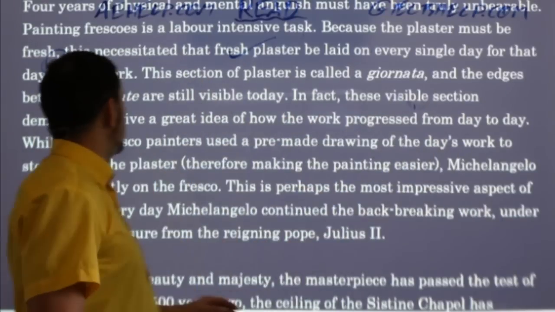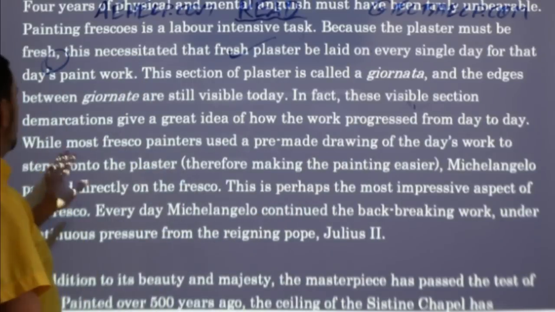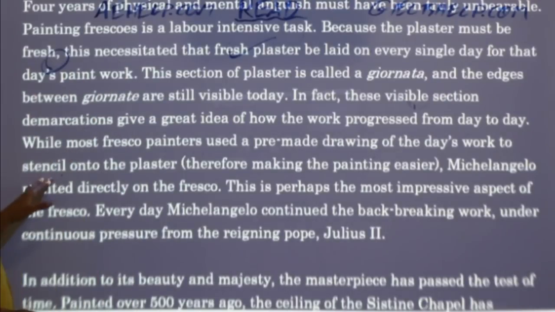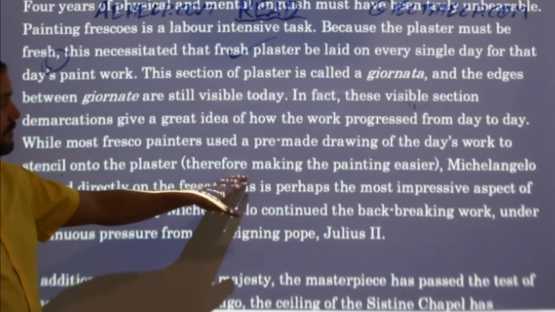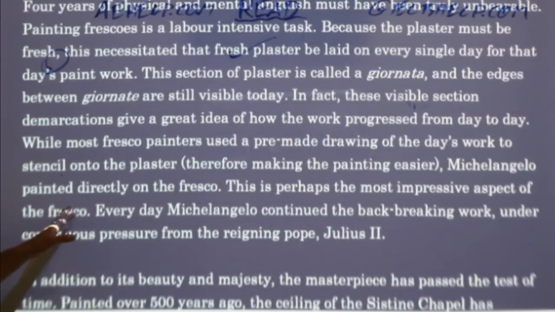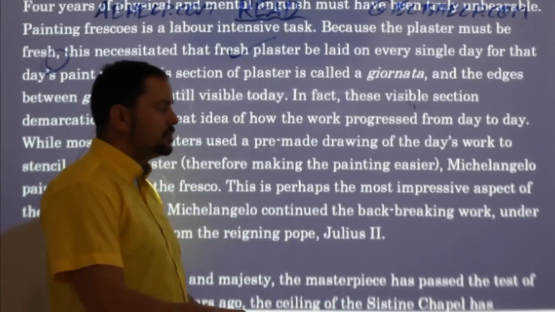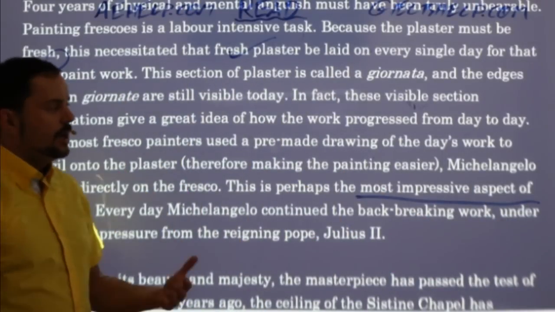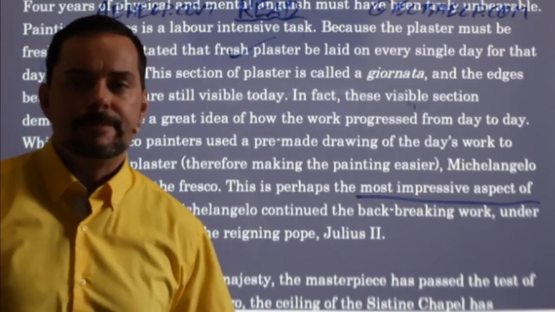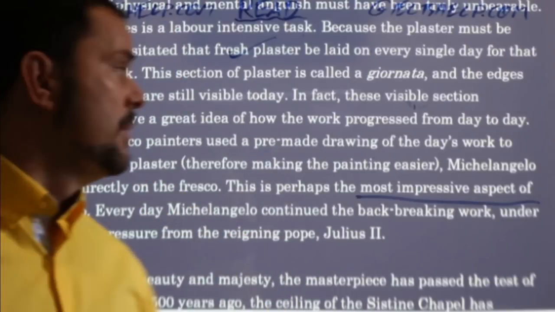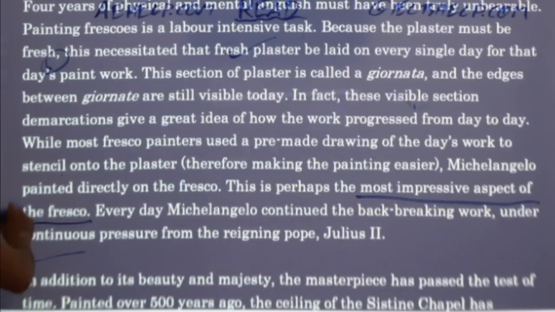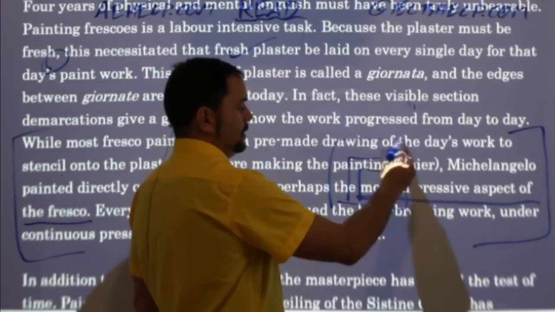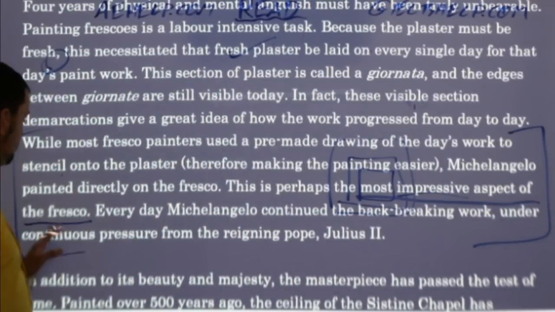In fact, these visible sections demonstrate where the work progressed. Okay, here we go. While most fresco painters used a pre-made drawing of the day's work to stencil onto the plaster, therefore making the painting easier, Michelangelo painted directly on the fresco. This is perhaps the most impressive aspect of the fresco. So we're talking about the painting of the Sistine Chapel. Okay? That's the topic. That's what the passage is about. And now we're reading a part here that is telling us about the most impressive aspect of that painting.